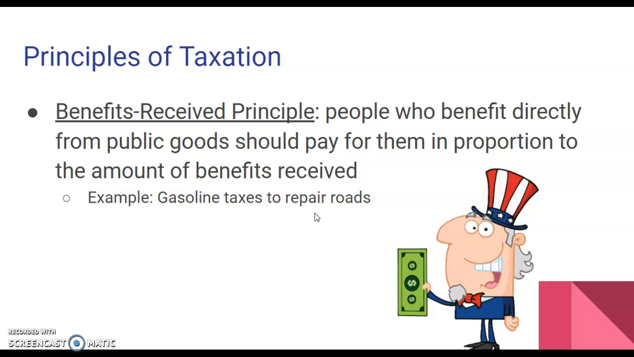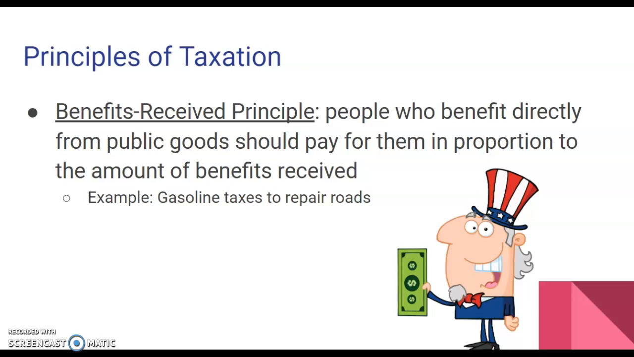Okay, so there are a few principles of taxation, and we're going to talk first about the benefits received principle. The benefits received principle says that people who benefit directly from public goods should pay for them in proportion to the amount of benefits received. And so the example here of a benefits received principle or benefits received tax is gasoline. And so whenever a driver goes to a gas pump, they pay additional taxes for that gas. And those taxes are then used for things like road repairs.